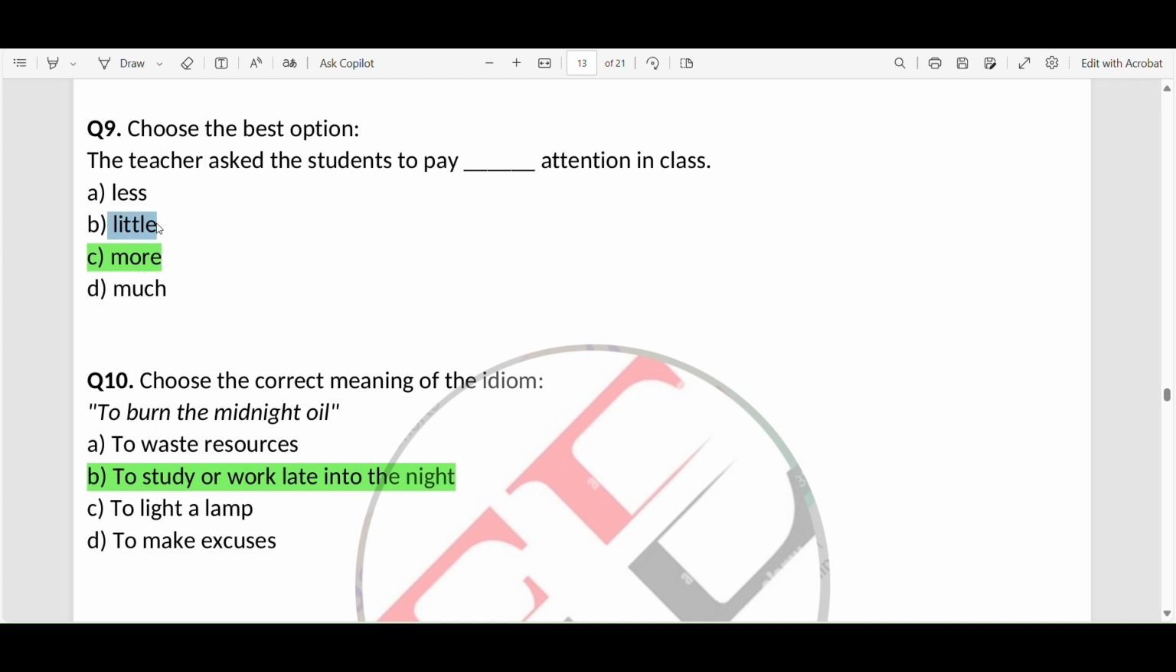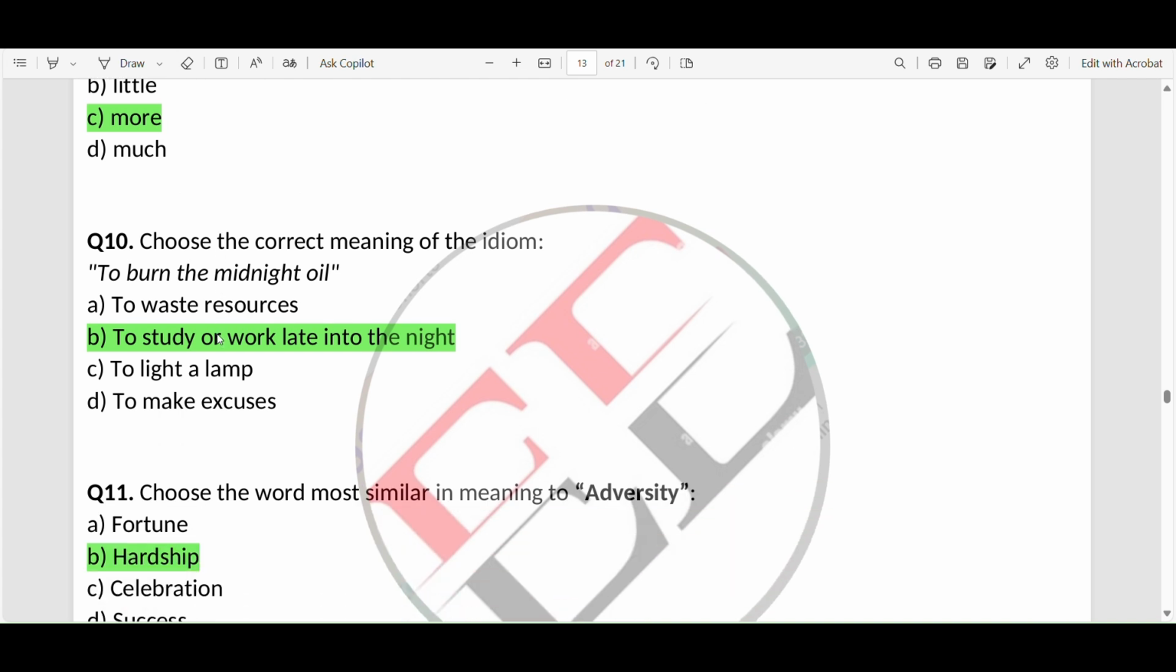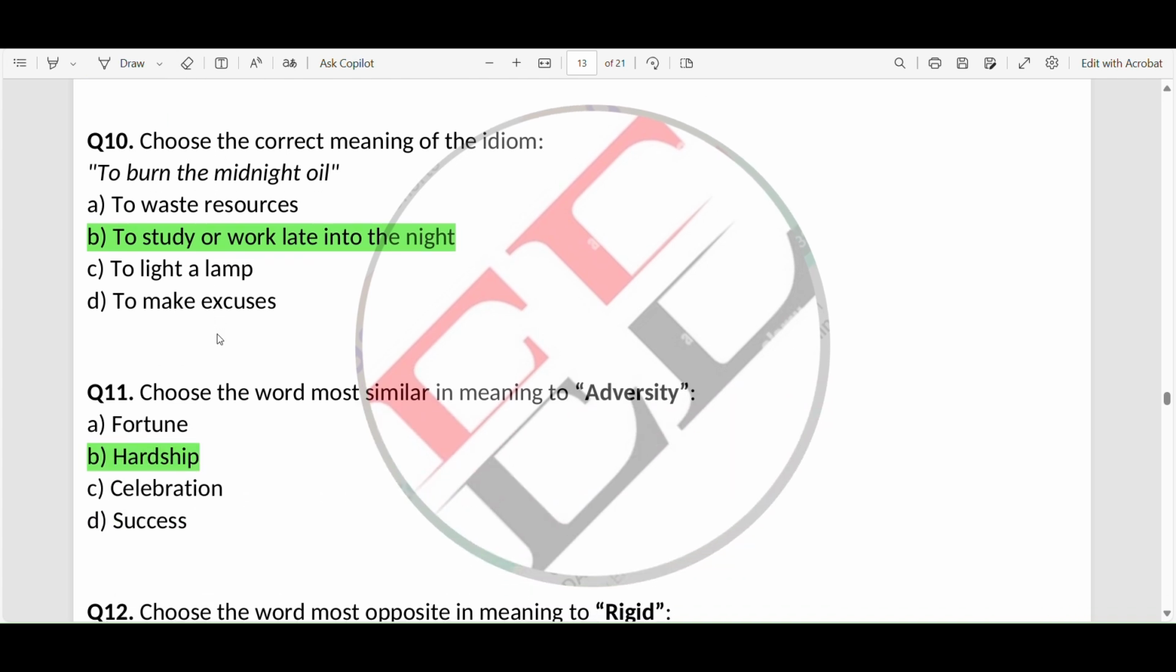And next we are having little. Little is also less. So why would a teacher be asking to pay less attention? That is definitely wrong. And next, when you go to the third option, we are having more attention in class. Yes, that is correct. And in the next option, we are having much attention. It is not the correct form. So more would be the correct form. So more attention is a correct option. Okay. Yes, let's get into another question.